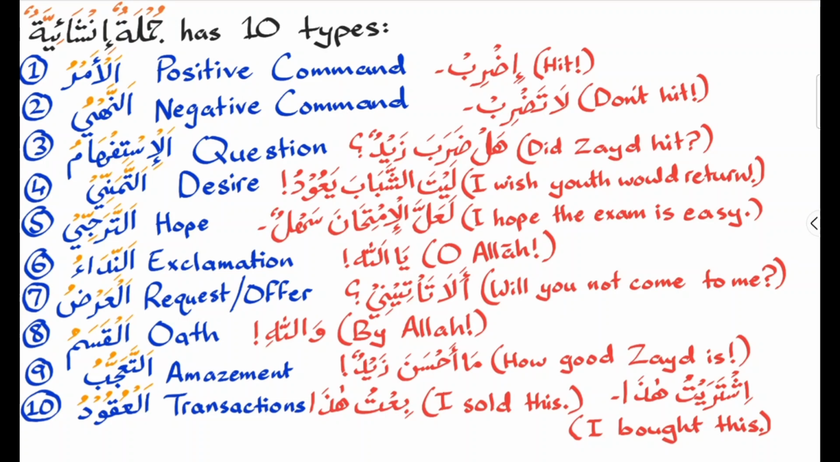The fourth one is At-Tamanni, which means desire. Any phrase which shows any type of desire. For example, Layta Shababa Ya'ud, I wish youth would return.